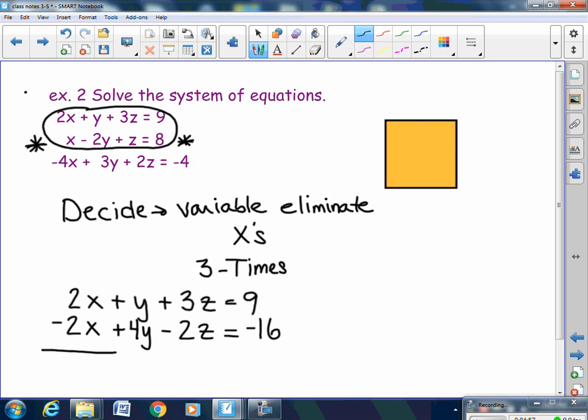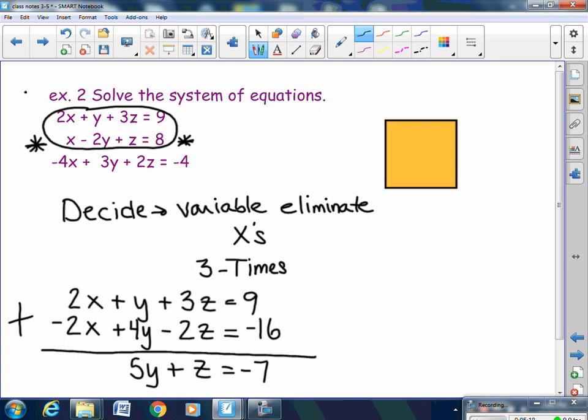I'm going to draw a line and put a plus sign. If I did it right, my x's should cancel out, and they do. I'm left with 5y plus 1z, because 3z take away 2z is 1z, equals a negative 7.